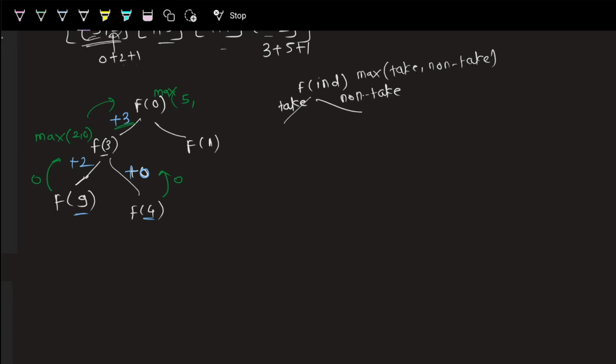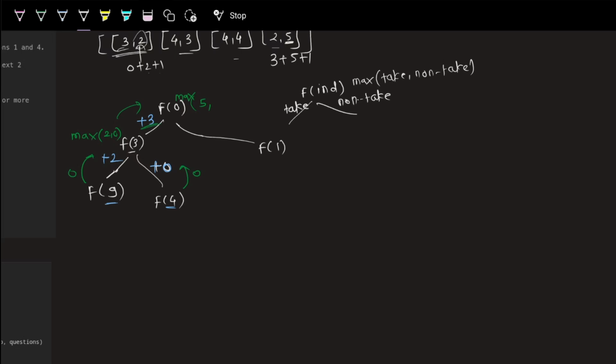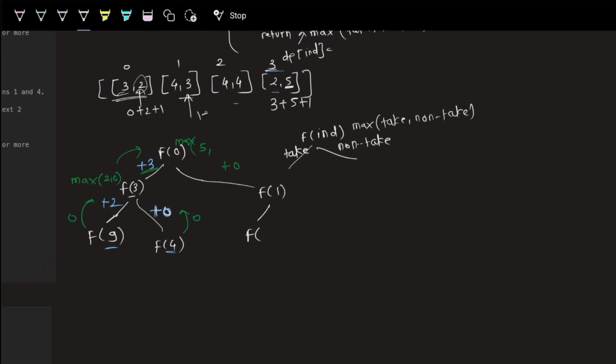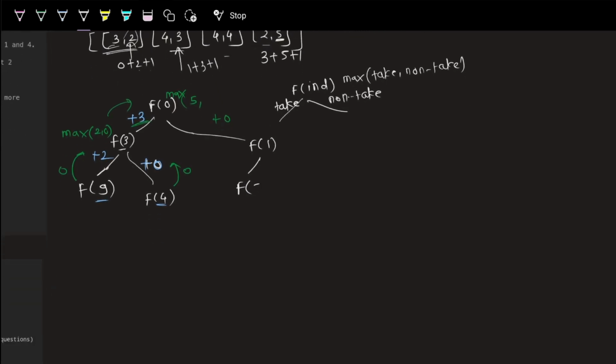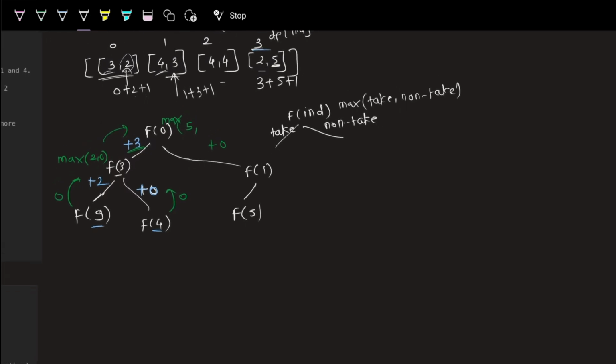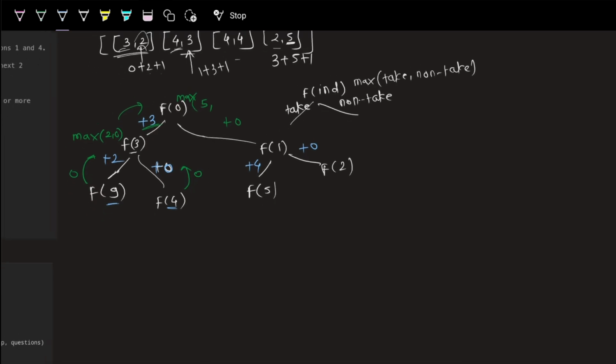F of 1. So again I have two choices. Let me write this here. F of 1, I will get here plus 0, because I am not solving the 0th index question. Makes sense? I have two choices. If I solve it, I will go to 1 plus 3 plus 1, that is 5. And how many points will I get? 4 points. So I will write here plus 4. If I don't solve it, I will go to the next index, and I will get plus 0 only, because I am not solving it. Now this is again a base case, greater than length. So I will just say return 0. So 0 plus 4, that is 4. So here I will say max of 4 comma something from the right side.